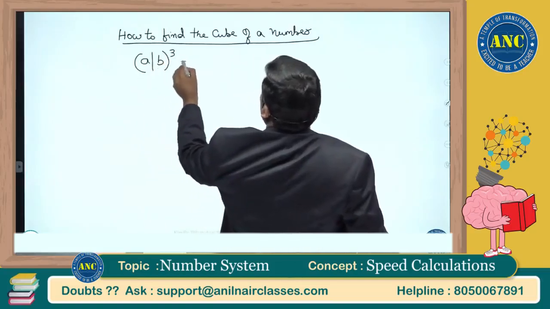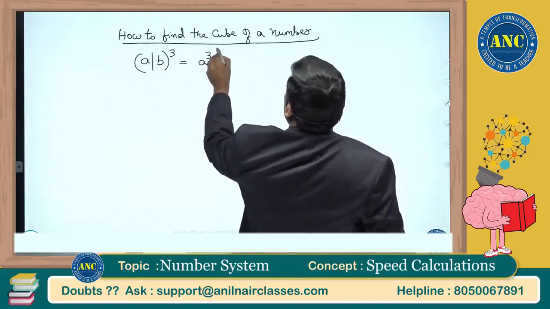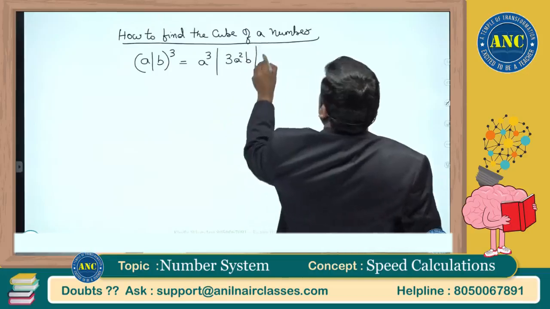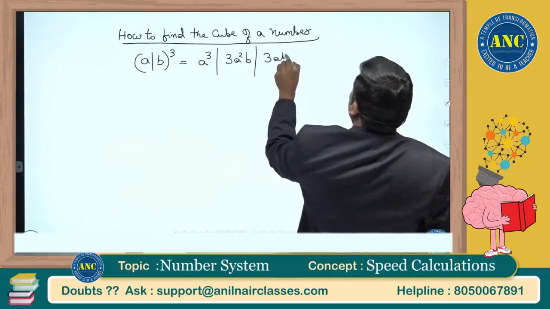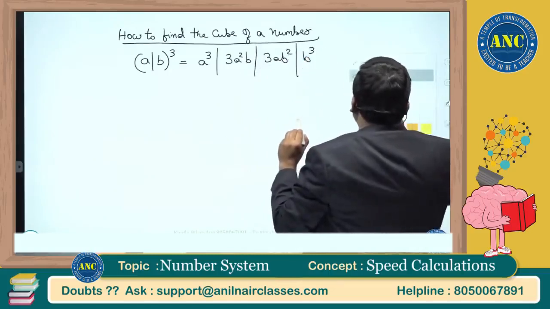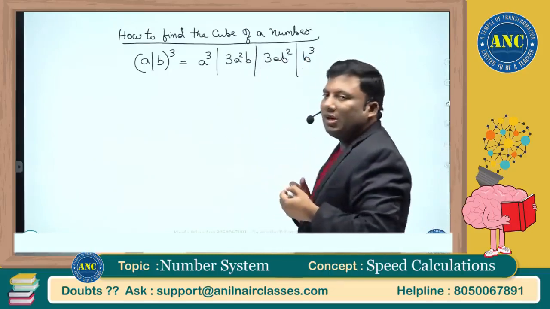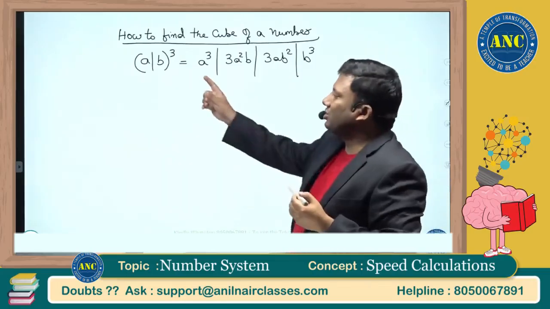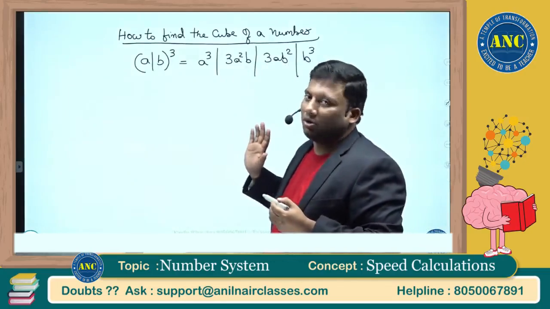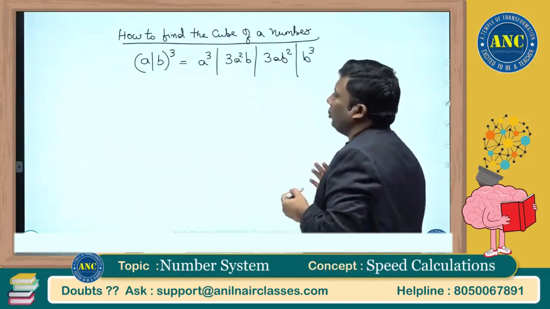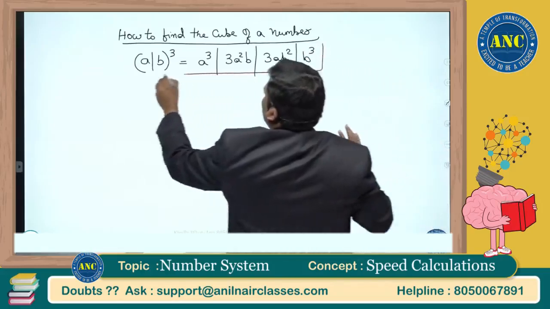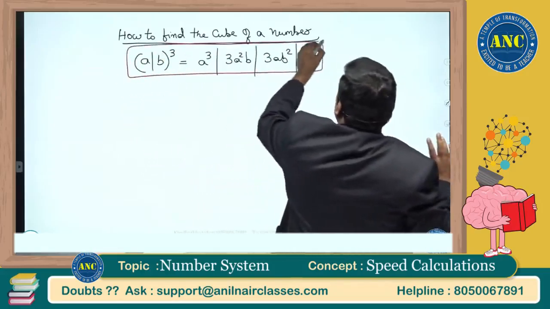Similarly, to find the cube of a number, we will use (a plus b) whole cube, which stands for a cube, 3a square b, 3ab square and b cube. Yesterday we spent time discussing the importance of the slash. A is in the tens place, so it will become (10a plus b) whole cube. Yesterday I explained it in detail: a cube plus 3a square b plus 3ab square plus b cube.